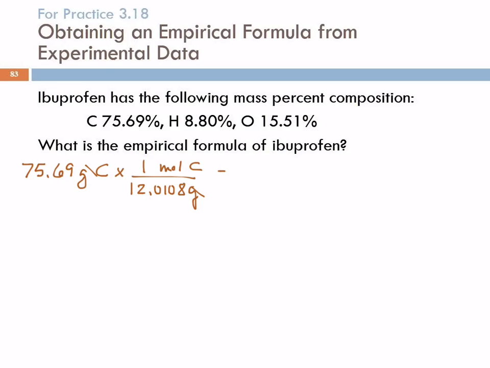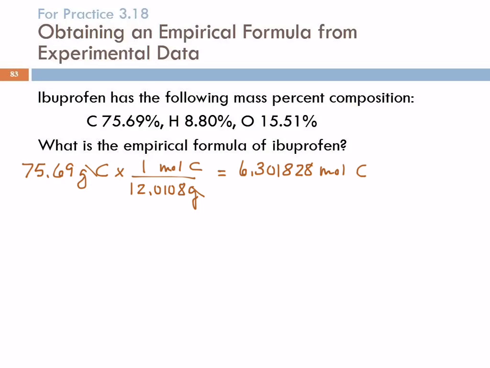We don't have to remember, are we multiplying or dividing? We just look at the units and they tell us what to do. 75.69 divided by 12.0108. This should have 4 sig figs, so I'm going to write at least 4. So there's 4, and I'm going to throw in a couple more. That's moles of carbon.